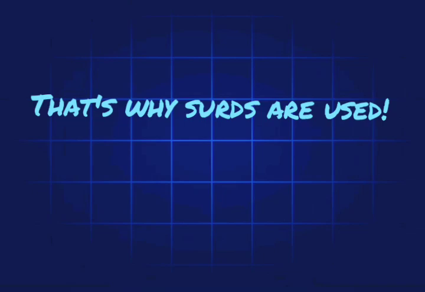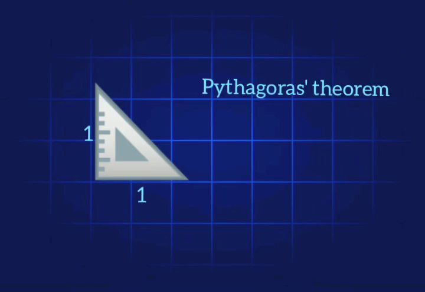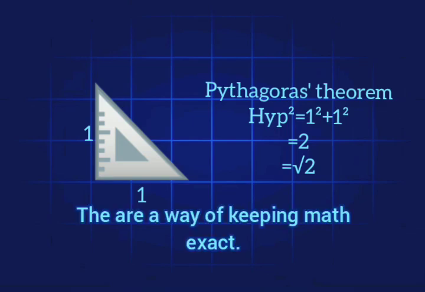And this is one of the biggest reasons surds are used. They allow us to keep exact values instead of replacing them with approximations. Imagine a right angle triangle with two sides of length 1. Using Pythagoras' theorem, the length of the hypotenuse is the square root of 2. If we write 1.414 as the answer, we've introduced a certain error. But if we leave the answer as the square root of 2, we have the exact length. So surds are not just strange looking numbers. They are a way of keeping mathematics exact.